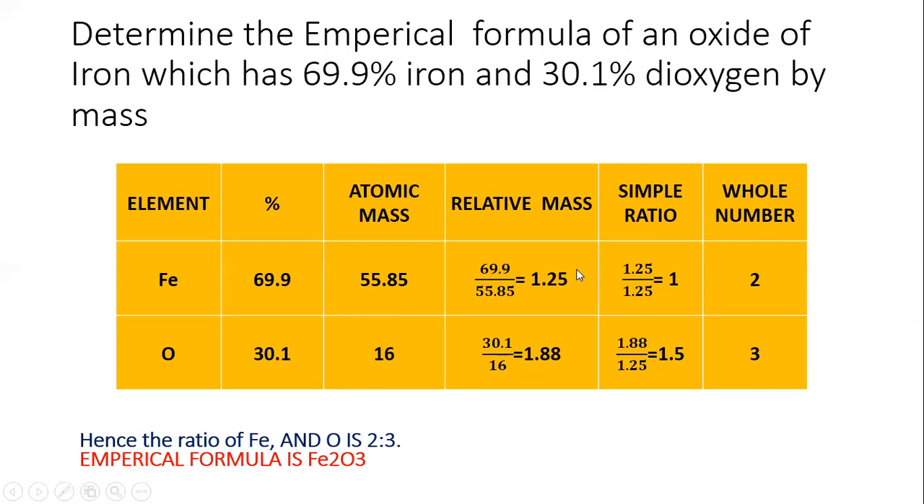अब इसमें स्मॉलेस्ट नंबर है 1.25, तो 1.25 को 1.25 से डिवाइड करेंगे, that will be equal to 1, and 1.88 divided by 1.25, that will be equal to 1.5. अब यहाँ जो सिंपल रेशियो हम देख रहे हैं ये फ्रैक्शन में आ रहा है, इसको होल नंबर में चेंज करने के लिए यहाँ पे 2 से मल्टीप्लाई कर दिया, 1 into 2 equal to 2 and 1.5 into 2 equal to 3. Hence the ratio of iron and oxygen is 2:3. And so the empirical formula is Fe2O3. तो यहाँ पे empirical formula आप कैलकुलेट कर सकते हैं.